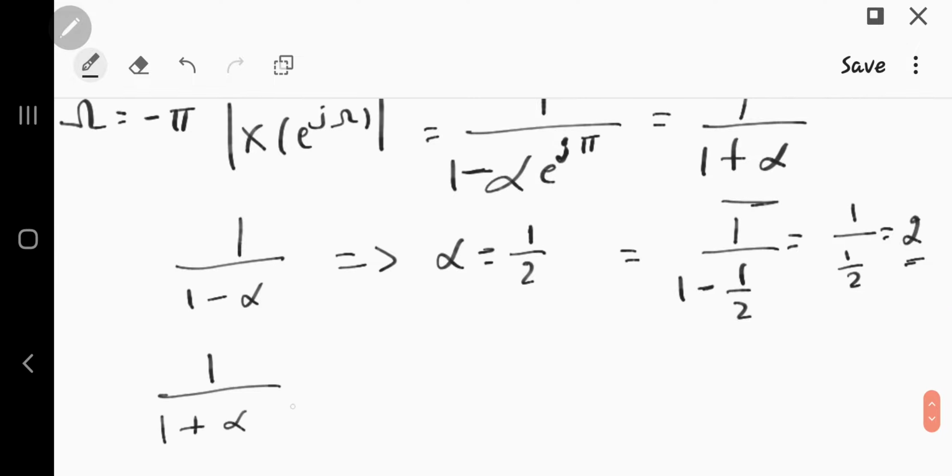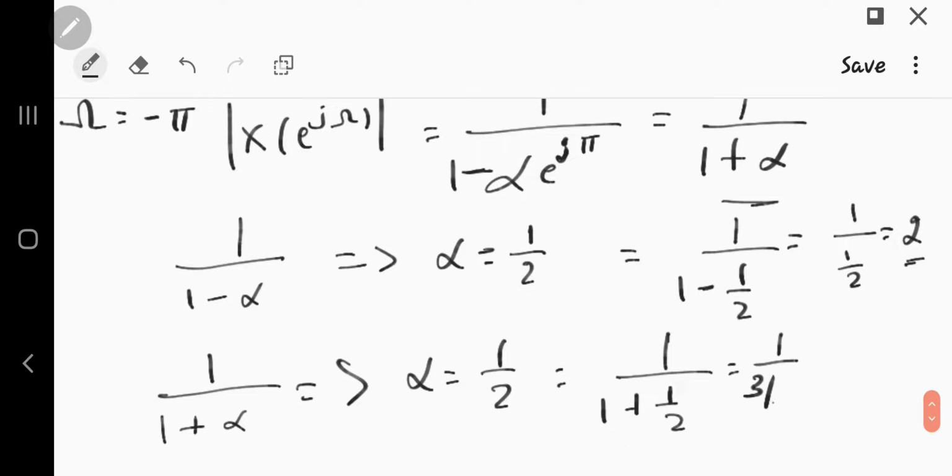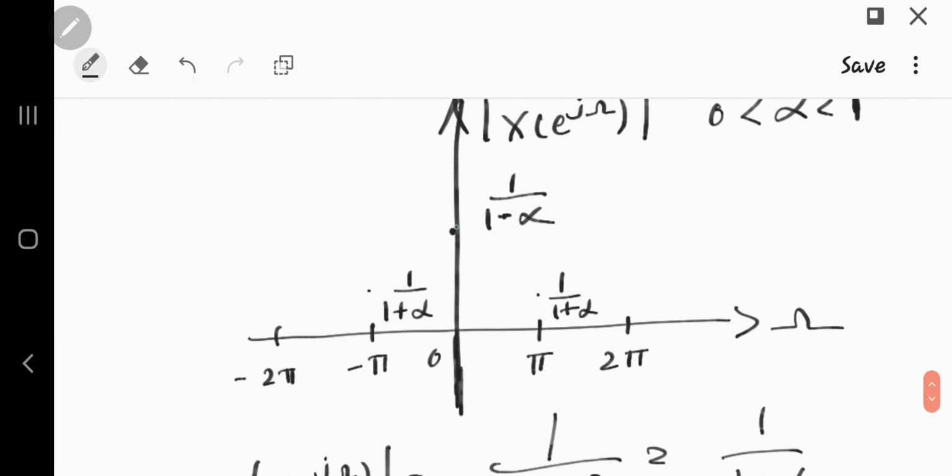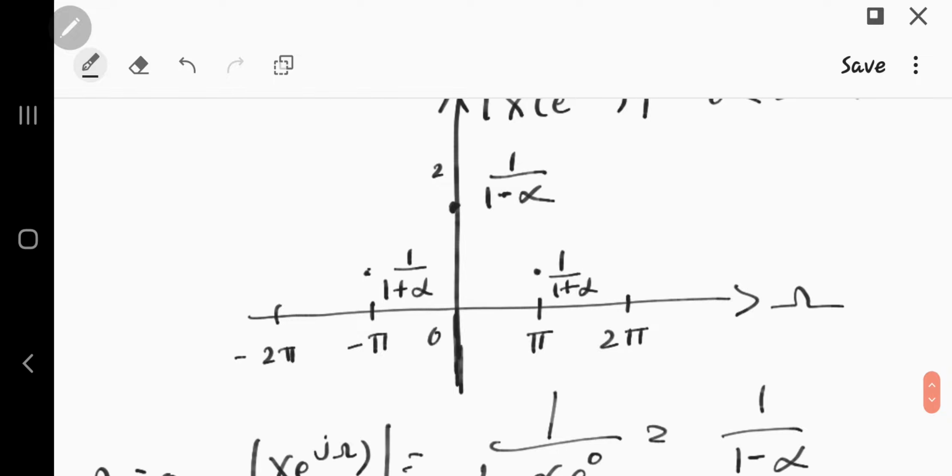For 1 by 1 plus alpha, if you take alpha equal to 1 by 2, then it will be 1 divided by 1 plus 1 by 2. So that is 1 by 3 by 2, or 2 by 3. 2 by 3 means its value is 0.66. So the amplitude of 1 by 1 minus alpha is 2 and 1 by 1 plus alpha is 0.66. Based on that, 2 you will get somewhere here, 0.66 somewhere here, both at plus pi and minus pi.